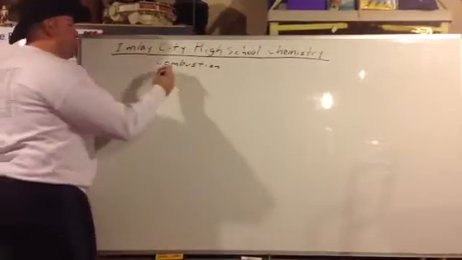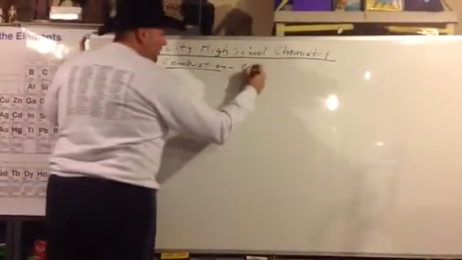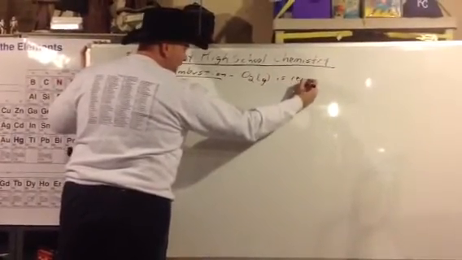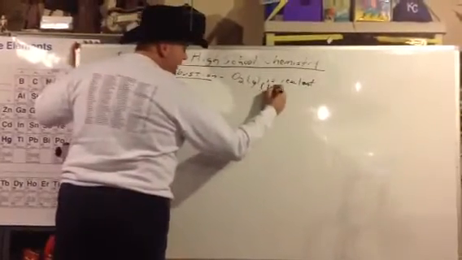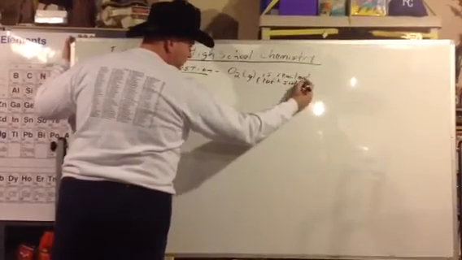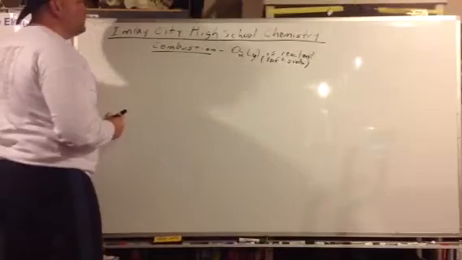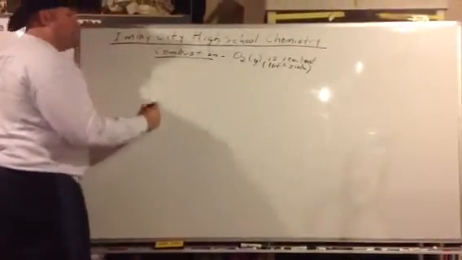For combustion reactions, how do you know if a chemical reaction is combustion? Well, molecular oxygen gas is going to be a reactant, which means it's on the left side of your chemical equation. Remember, reactants are on the left side of the equation, products are on the right. So let's go ahead and give you an example of a combustion reaction.